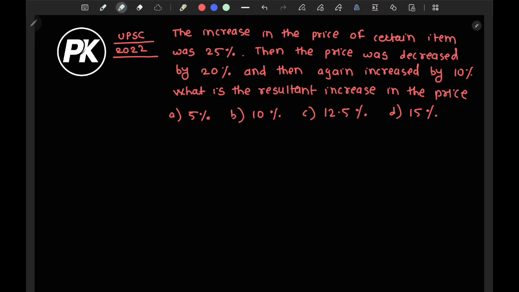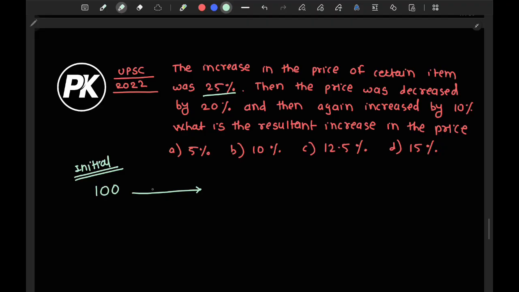So let's consider the initial price. Initial price is 100. Now what it is saying in the first statement, first, the value was increased by 25 percentage, right? 25 percentage increase. So can I multiply it by 1.25? Just now we have seen, right? So then what is the new value? This is 125.